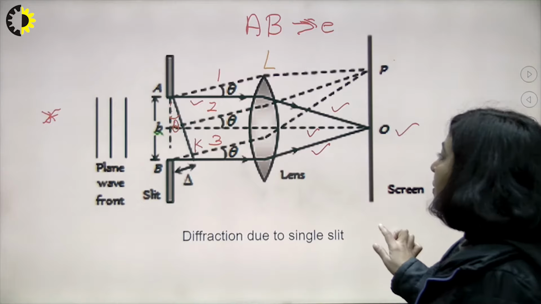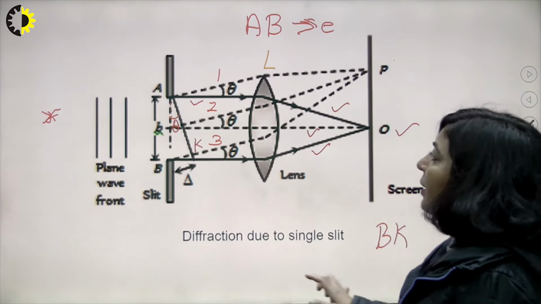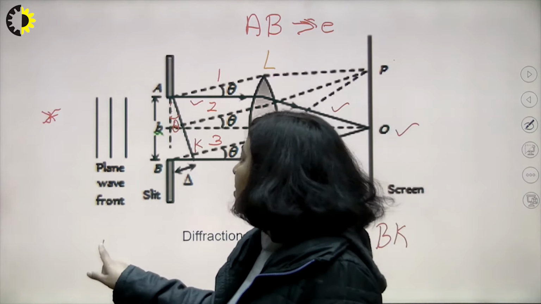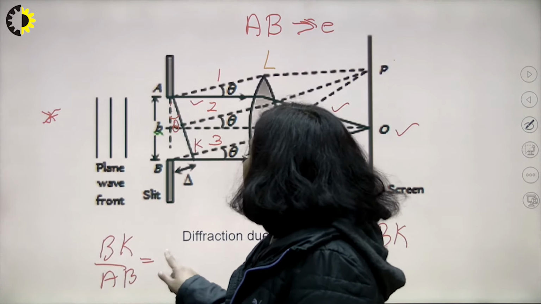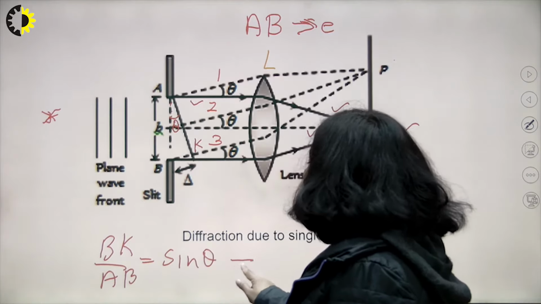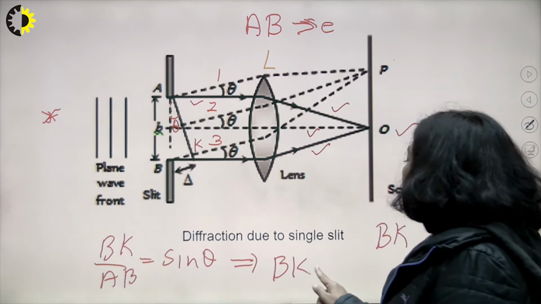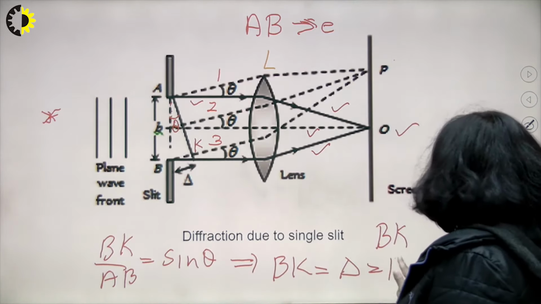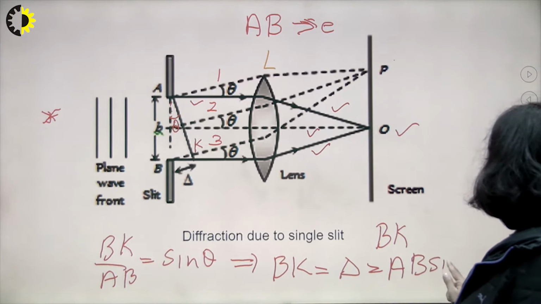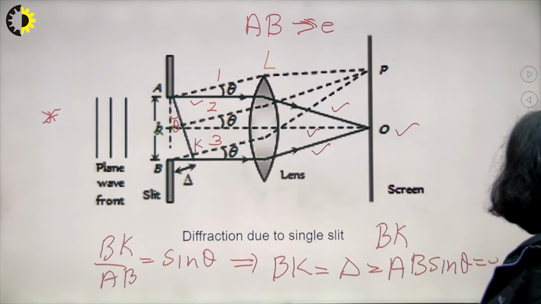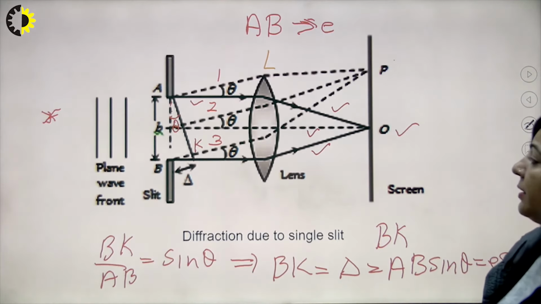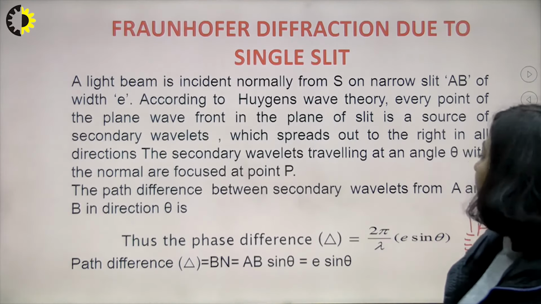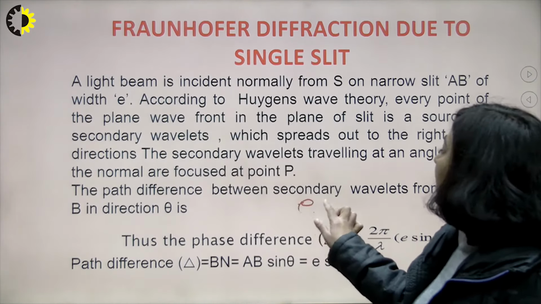So the path difference is BK, and in order to find BK, you have this triangle, and in this triangle BK upon AB is equal to sine theta. So this path difference, BK, is equal to delta, and that is equal to AB sine theta. And you know that AB is the slit width, and it is taken as e. So what is the path difference between these interfering rays? It is e sine theta. So it is mentioned over here that the path difference is e sine theta.